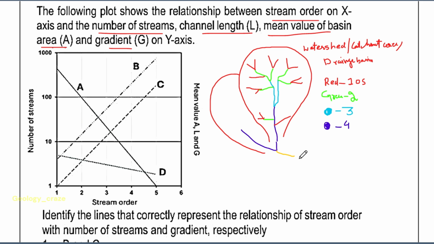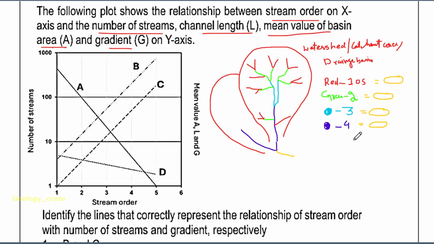Now channel length. Channel length is the total length of these. In a similar way, first order has some length, second order has some length, that green one. Third order will have some length, and fourth order will have some length. Now, what is the relation of first, second, third and fourth? Either these lengths are increasing or decreasing. We will understand that while reading the graph.